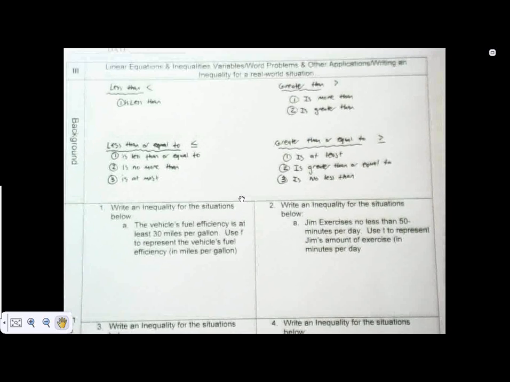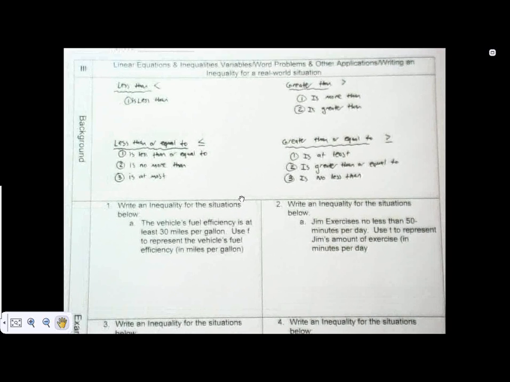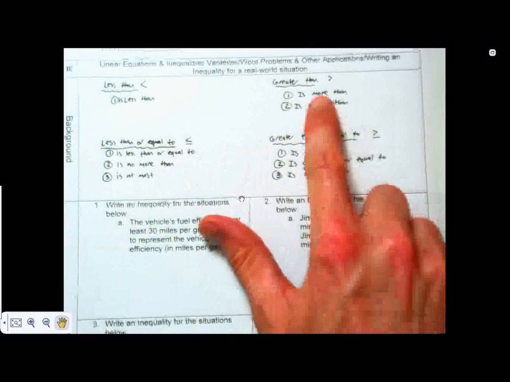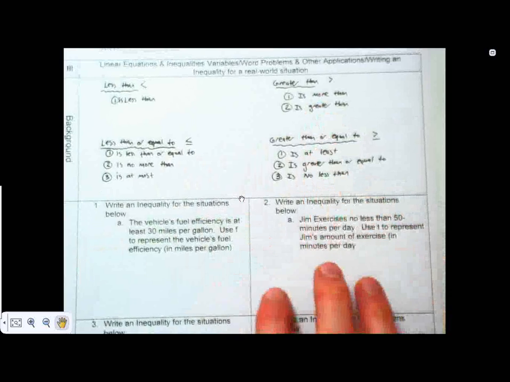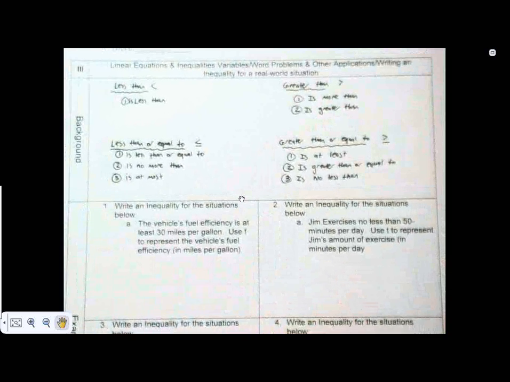Welcome. In this video, we'll be taking a look at how to write an inequality for a real-world situation. To begin, there are some keywords that you'll need to be aware of that we're going to be using throughout this process. So there are keywords that mean less than or equal to, that mean greater than, and that mean greater than or equal to. So pause the video and copy down this list of keywords because we'll be referring to it shortly.